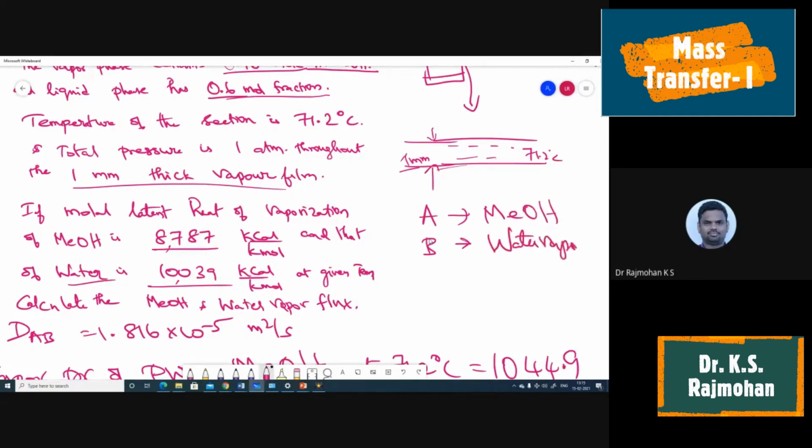Now what is the flux of A and B? Because in this, water is going in one direction, methanol is going in the other direction. So the flux of A is Na. That is the question: calculate the methanol and water vapor flux. And what is the flux of B? So this is what we have to determine. Okay, understood?